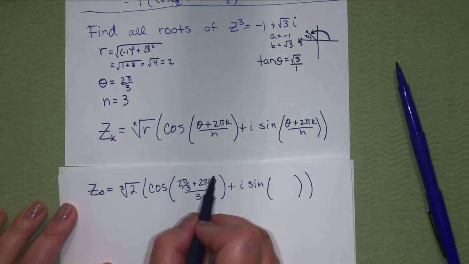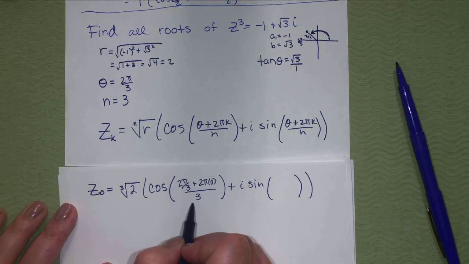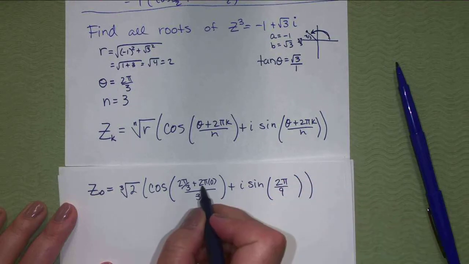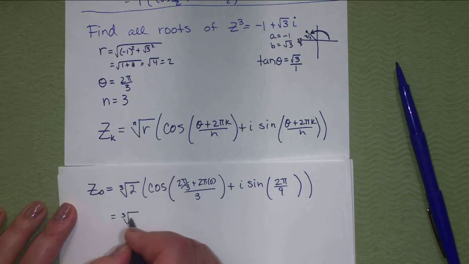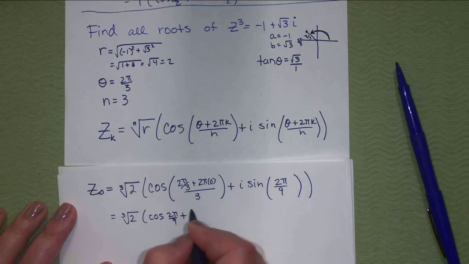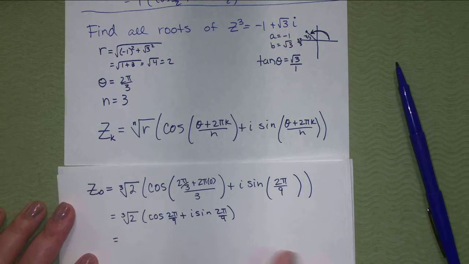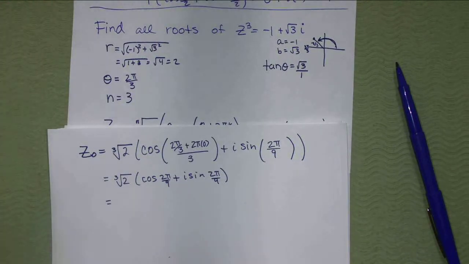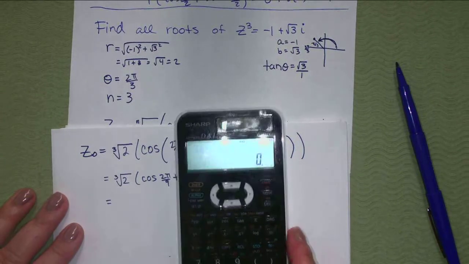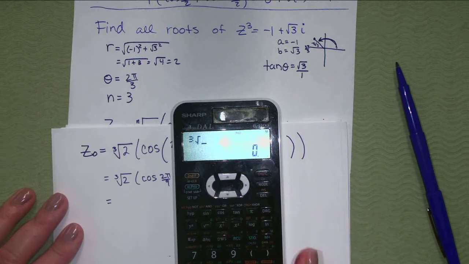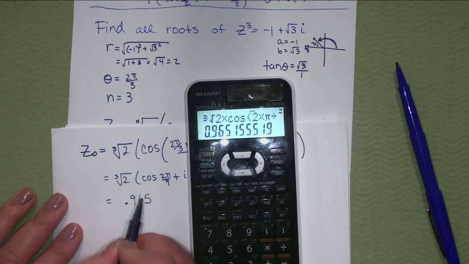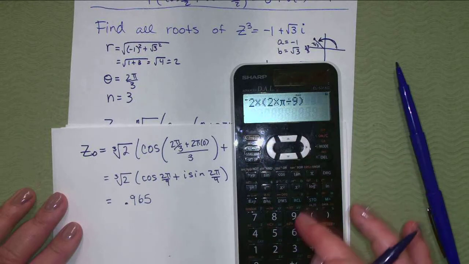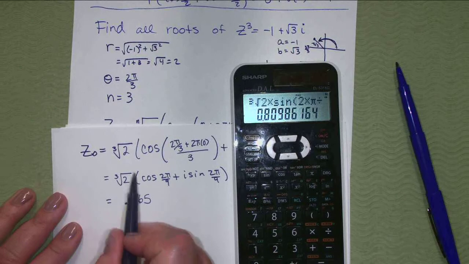So this is 2 pi over 9, because that's plus 0, so that would be gone. So cos of 2 pi over 9 plus i sine 2 pi over 9. So let's convert these to standard form. The cube root of 2 times cos of 2 times pi divided by 9. So the first number is 0.965, and sine. Just don't forget to put that cube root of 2 with both of them.